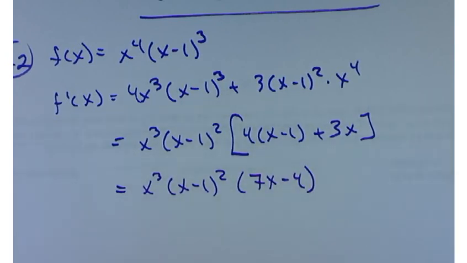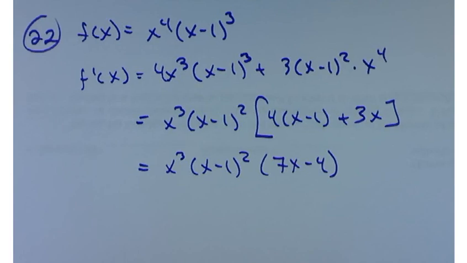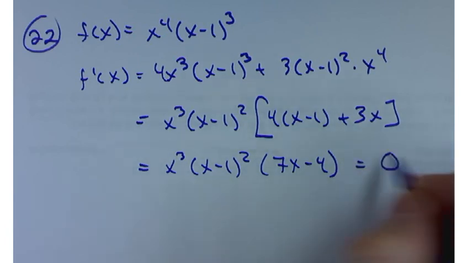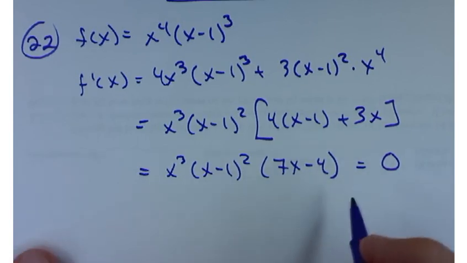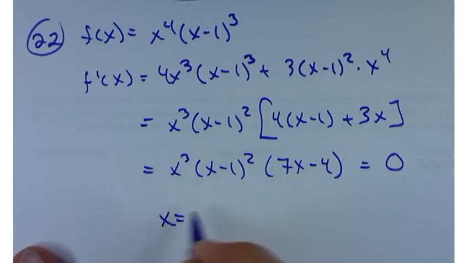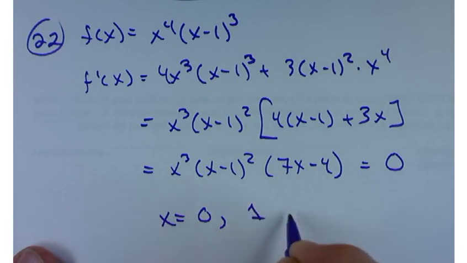Yay. All right. Why did I need to do all that? Well, because I need to know where this could equal 0. I need to know the critical values. So, okay. Where could this equal 0? I'm hoping that you could read this off. X could be 0, 1, or 4/7.